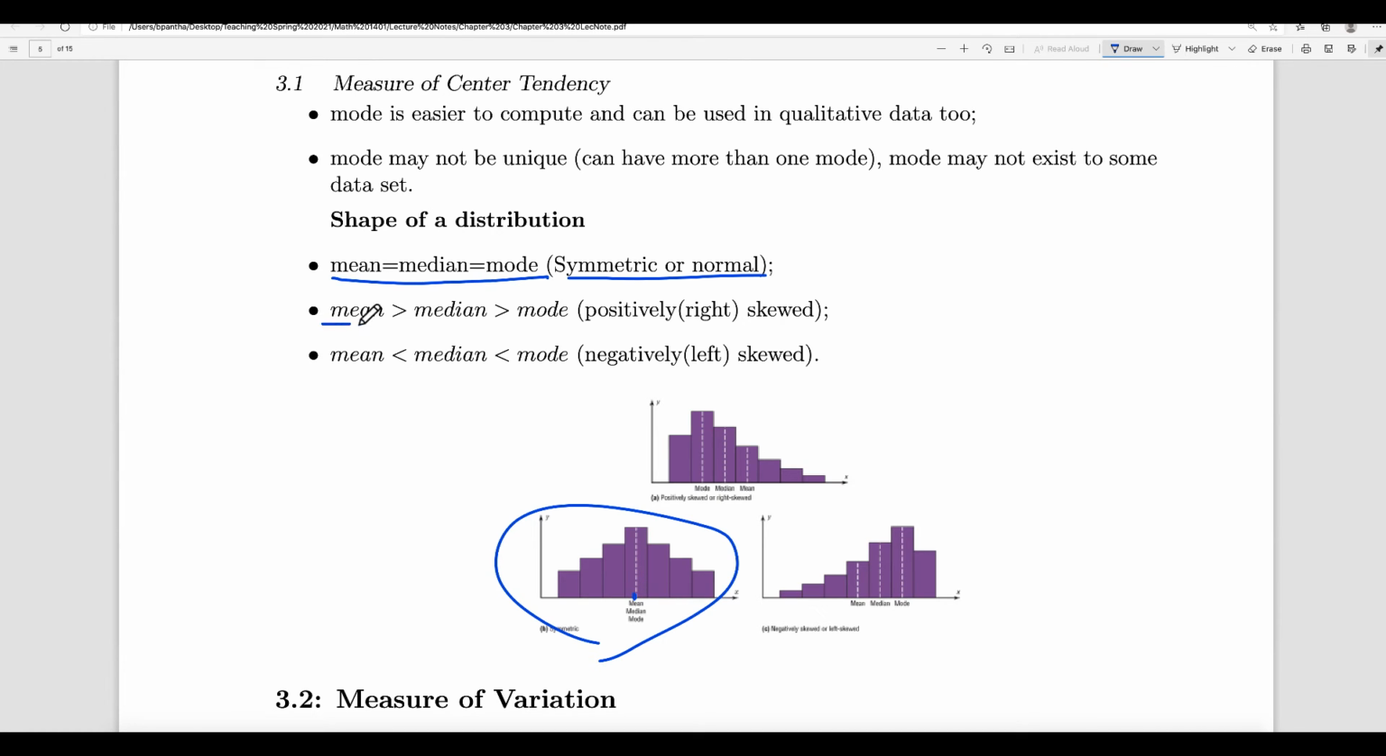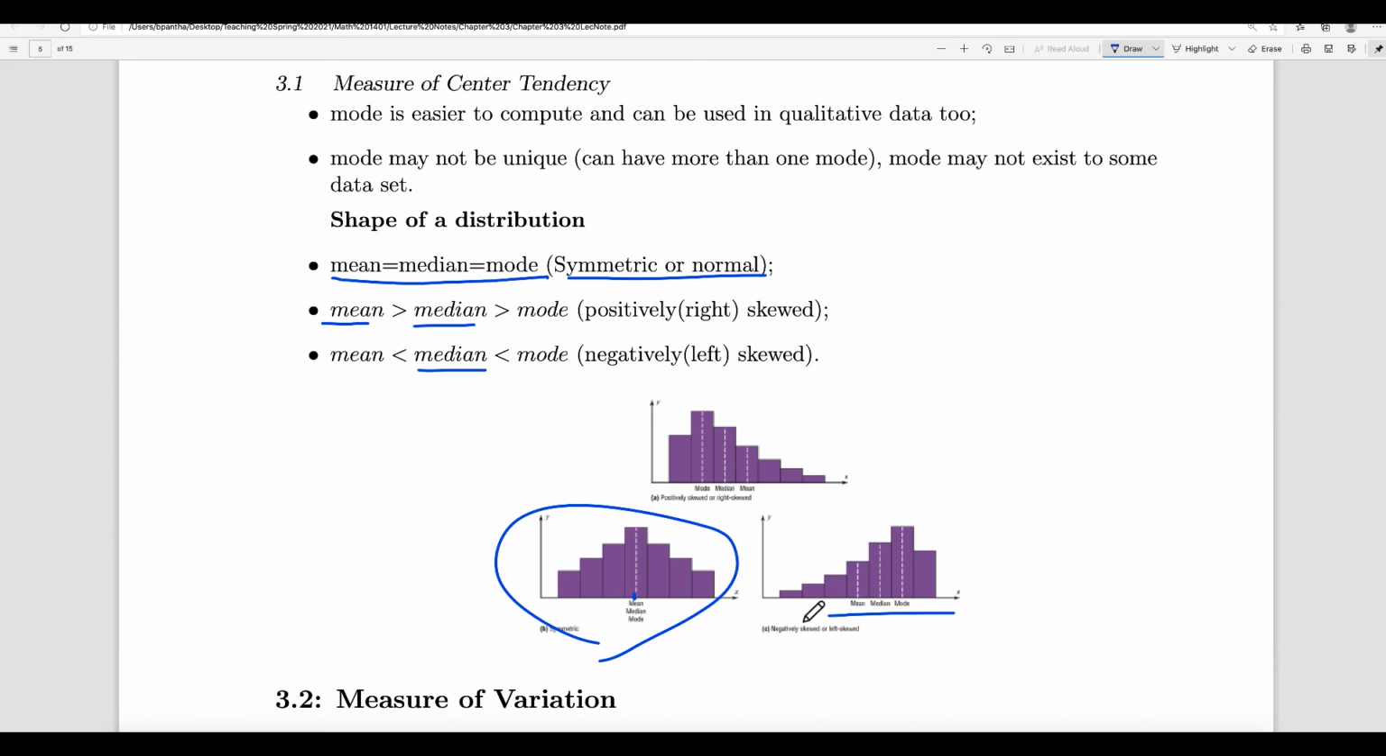Now, the median is always in the middle. If the mean is bigger than the median and the median is bigger than the mode, meaning the height of the bar on the left is taller and the mean is bigger, then if the mean is the biggest one, we call it positively skewed. If the mean is the smallest one, we call it negatively skewed.